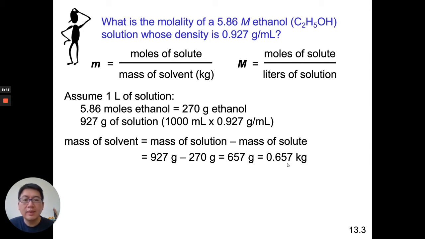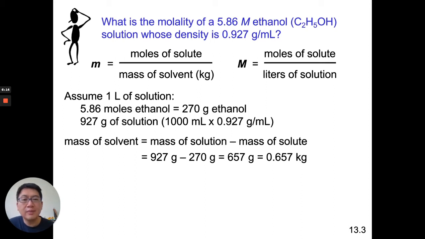Again, why do I do this? This solution is a mixture of solute and solvent. It weighs 927 grams. If I subtract the weight of the solute, I have the weight of just the solvent. If I have 2 grams of sugar mixed with 3 grams of water, of course 2 plus 3 is 5. The solution together would weigh 5 grams.